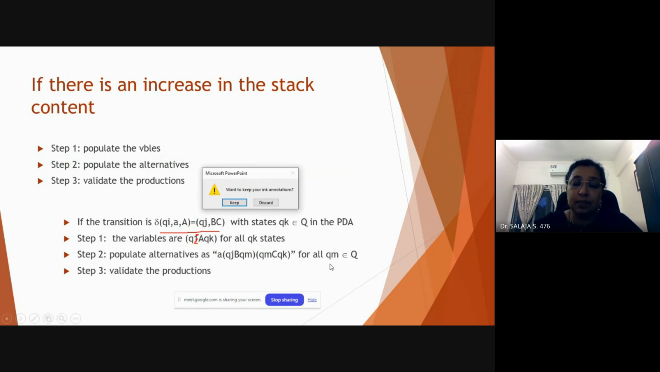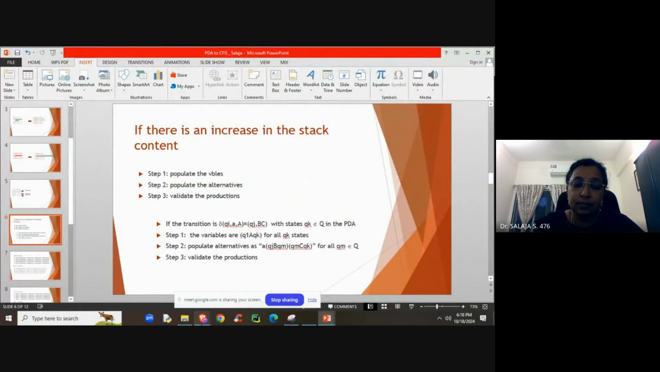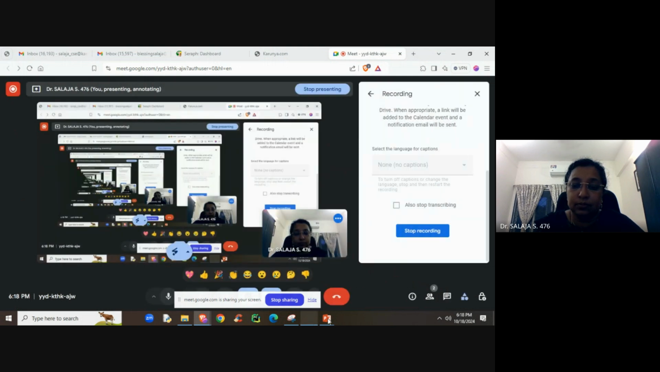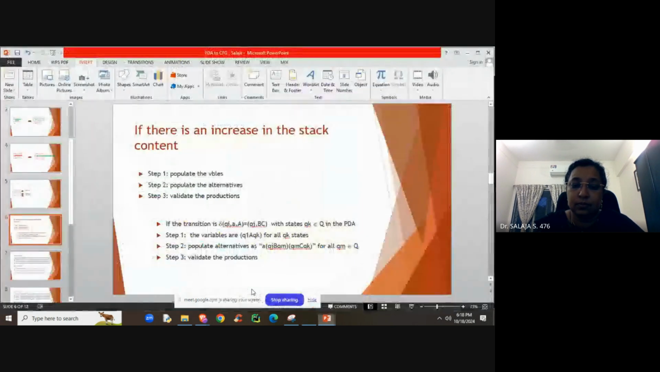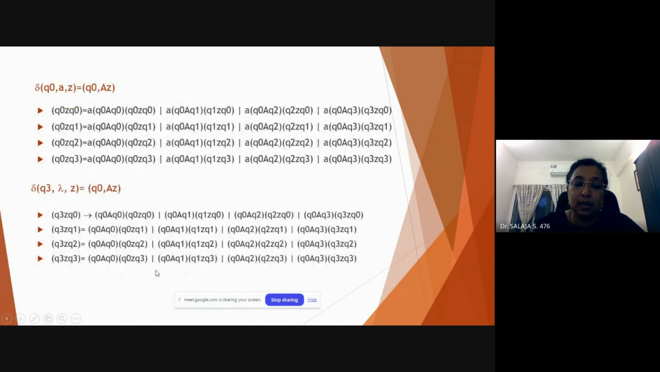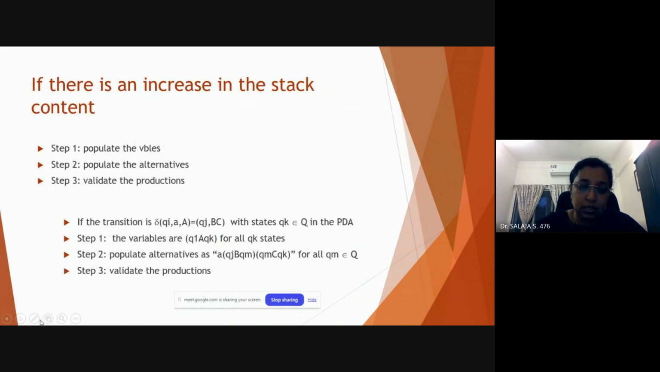Then you populate the variable such as this A, which as the input alphabet comes as the first character, then it is QJ with B and C, which ends with QK, and in between it is QM. So if you have Q0, you will have Q0. The output of the first variable will act as the input of the second variable. Then we validate the production.